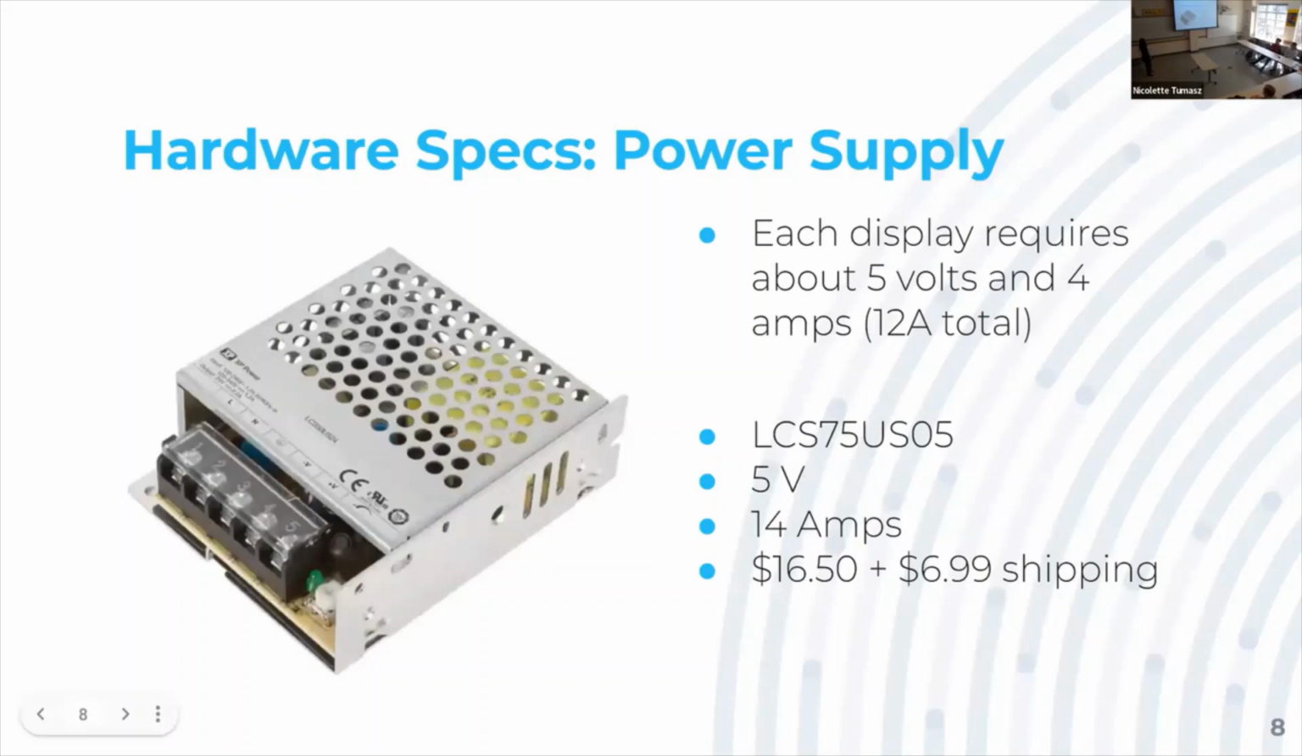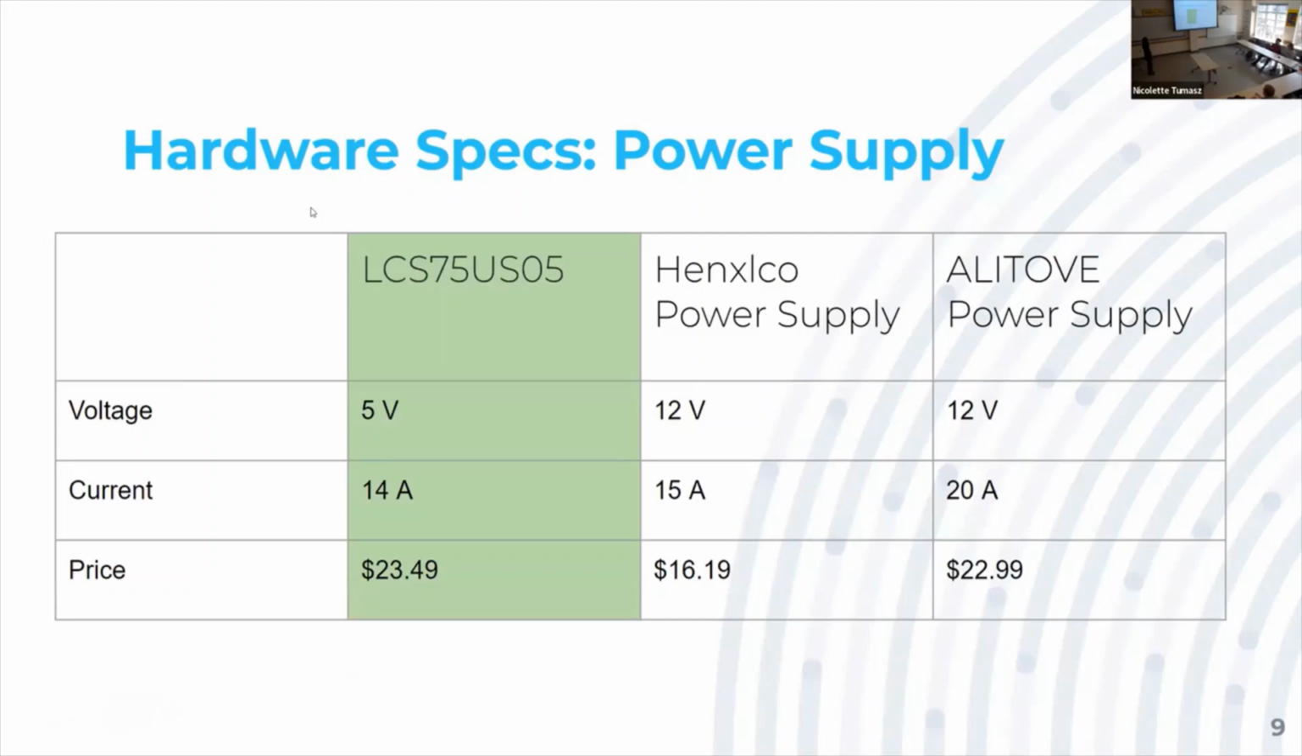So for our power supply, we went with the LCS. This one would be enough to power 3 different displays. That's why we chose it. Since each board requires 4 amps of current, and this one has 14 amps, it would support all 12. And just for comparison, these are the other ones we were looking at, but they had too much voltage and we only need to keep it down to 5 volts.